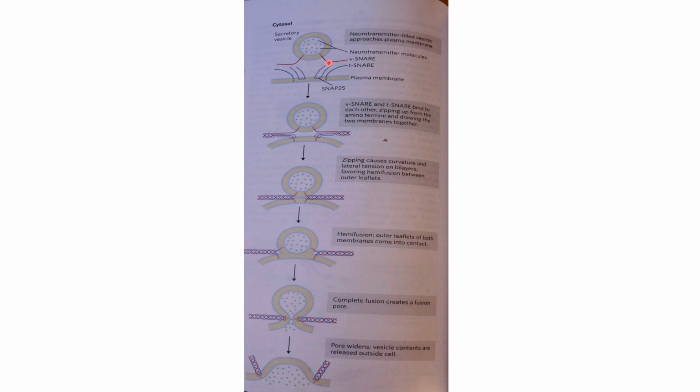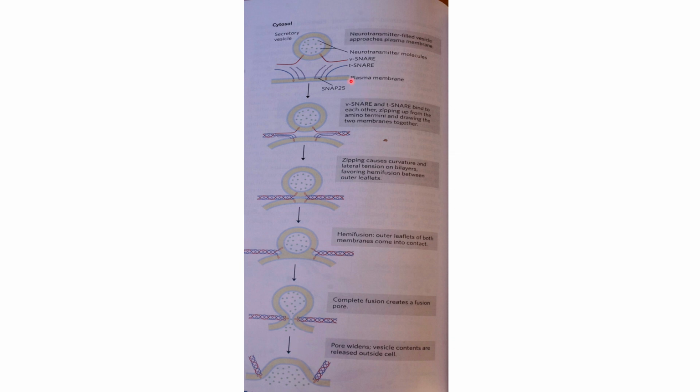You've got recognition points, V snare and T snare, and the V snare and the T snare bind to each other. They zip up from the amino terminal, and they draw the two membranes together. The zipping causes curvature and lateral tension on the bilayers, favoring hemifusion between the outer leaflets. Hemifusion of the outer leaflets occurs, they come into contact, then there's complete fusion that creates a fusion pore, and then the pore widens and the vesicle contents are released outside the cell.